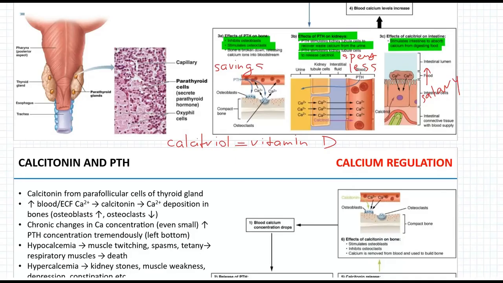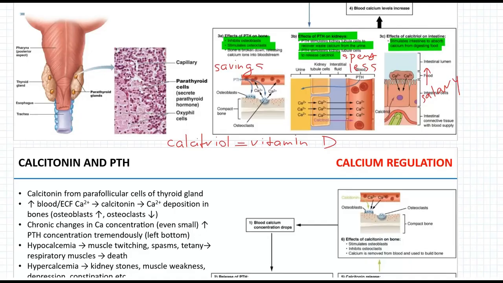Now, how can you become hypocalcemic? What is the primary driver for hypocalcemia? Is that genetics? Is that diet? It's diet. Low calcium in the diet can drive hypocalcemia.